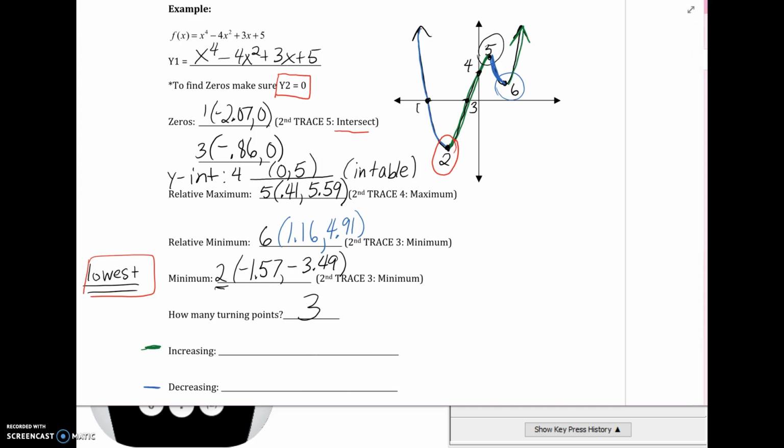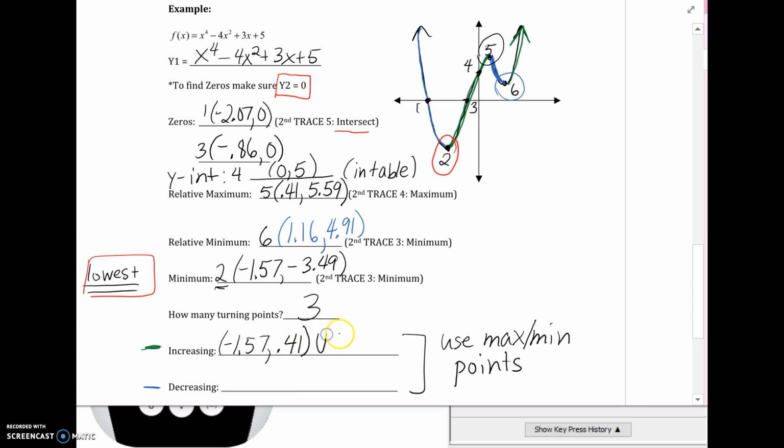And then for these, you're going to be using your max and min points and your x values, because it's the domain where it's increasing, decreasing. So in this case, it is increasing from 2 to 5. So I'm going to take the x value from point 2, which is negative 1.57, to the x value of point 5, which is 0.41, union, and then it's going to be starting at the x value of point 6, 1.16 to infinity.